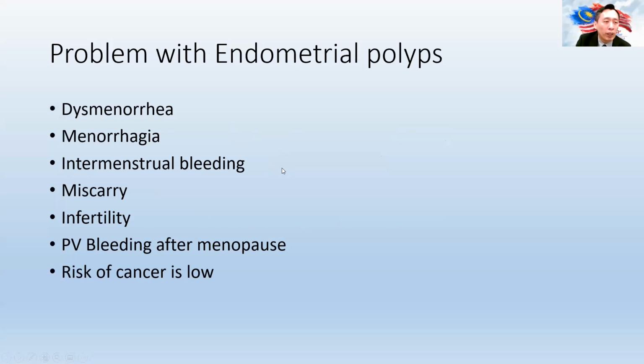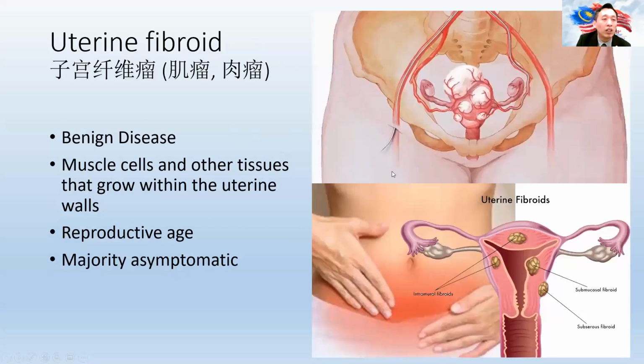Problems with endometrial polyps include dysmenorrhea, menorrhagia, intermenstrual bleeding, miscarriage, infertility, and also bleeding after menopause. The risk of cancer is actually very low. Uterine fibroid is a benign disease. It is an overgrowth of muscle cells inside the uterine muscle.